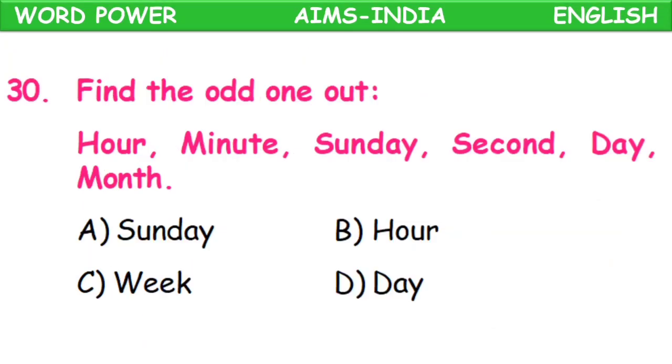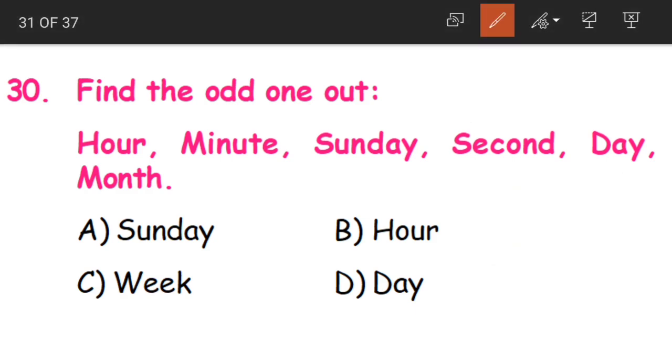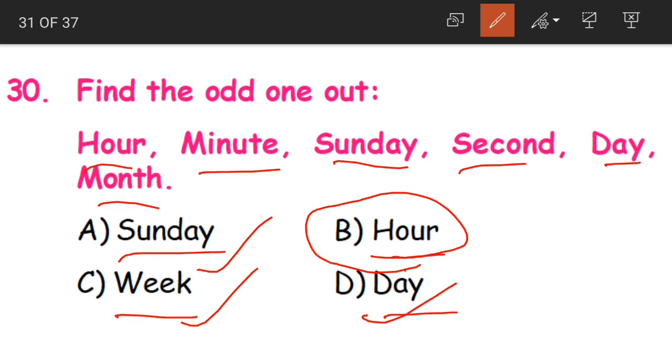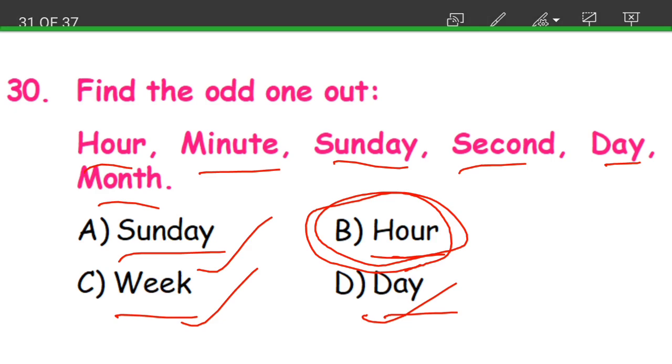Now find the odd one out. Again here, hour, minute, Sunday, second, day, month. So Sunday, hour, day, week. The odd one is hour. Why? Because Sunday, weekday and day are all connected to a day. But hour is a part of a day. It is not completely a day. It is a part of a day. So that is why B is the odd one.